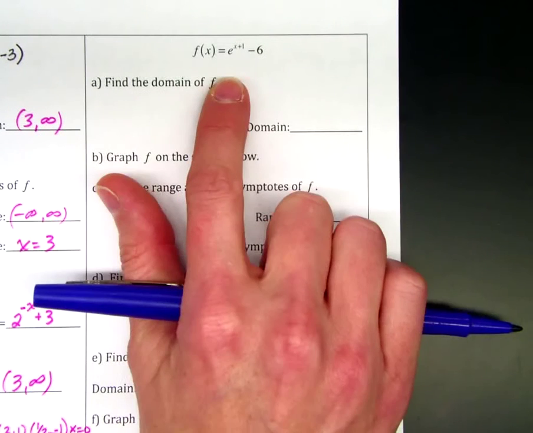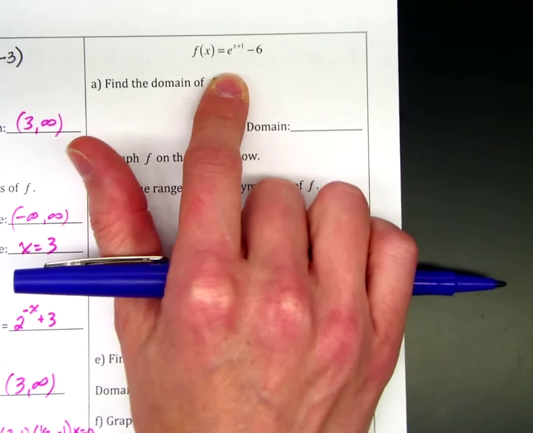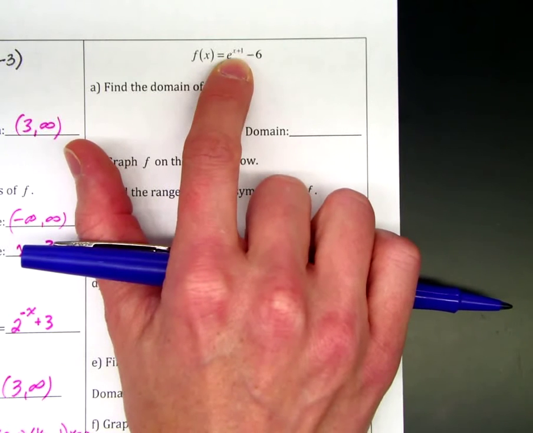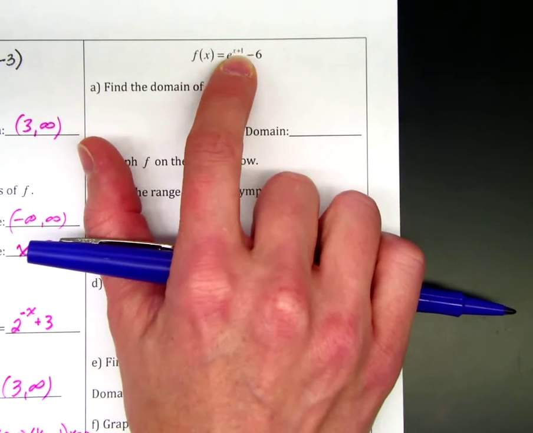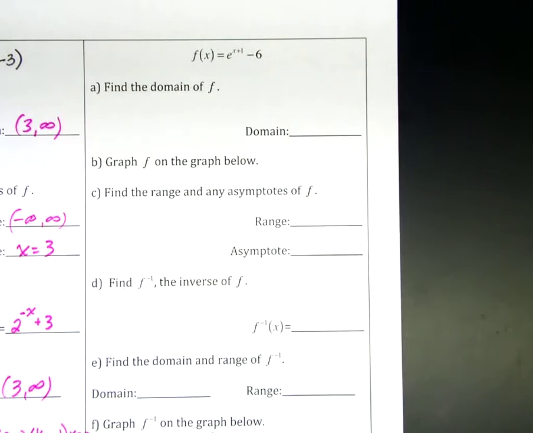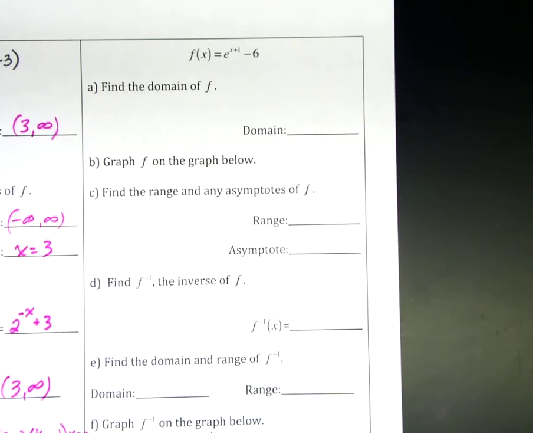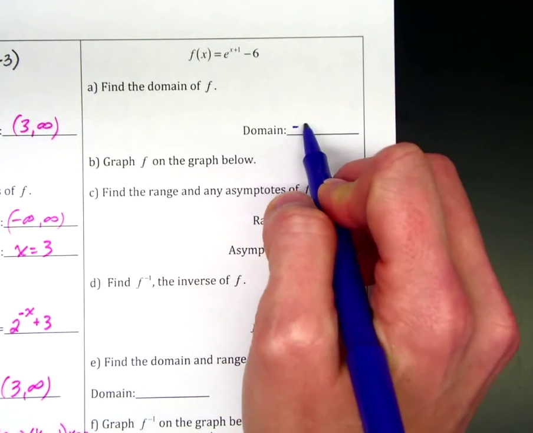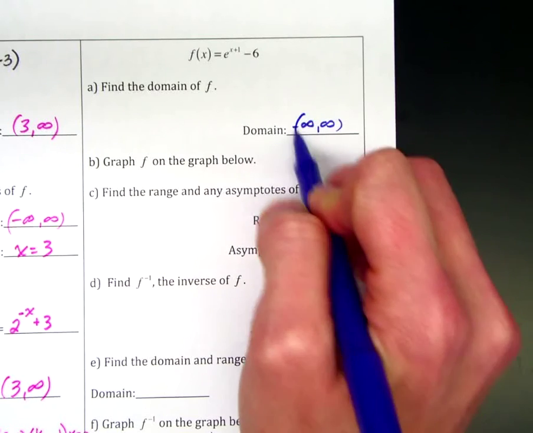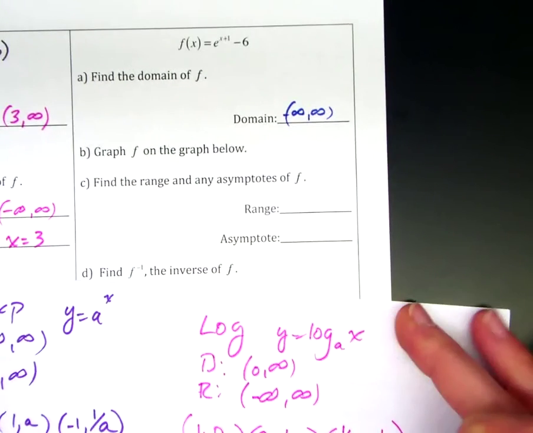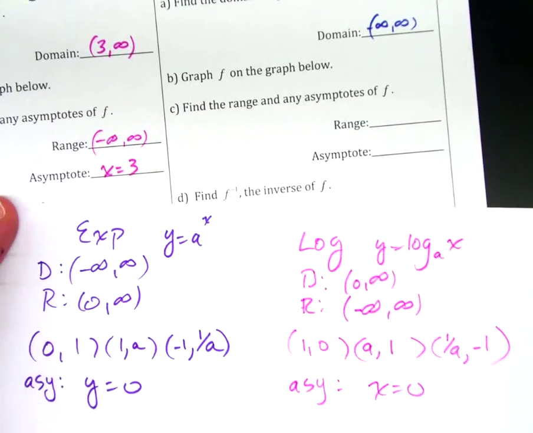When we look at this function, we can identify that it's exponential because we have a base to an exponent, and then just this +1 and the -6 is telling us how it translates. What is the domain of all exponential functions? All real numbers. Okay, and then we want to graph this. Again, hopefully you guys have something as a reference here. So this should be memorized.